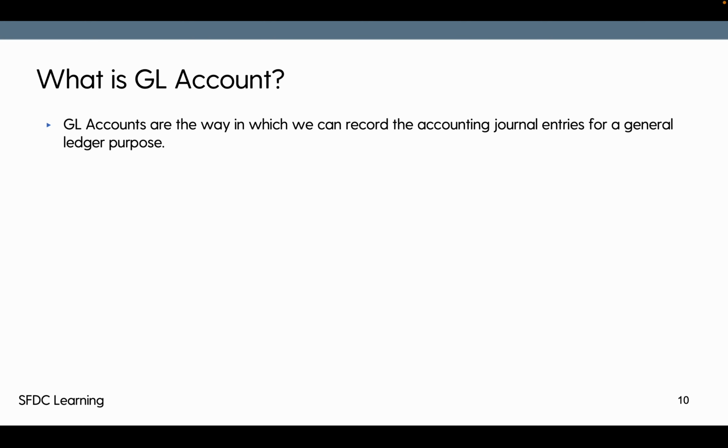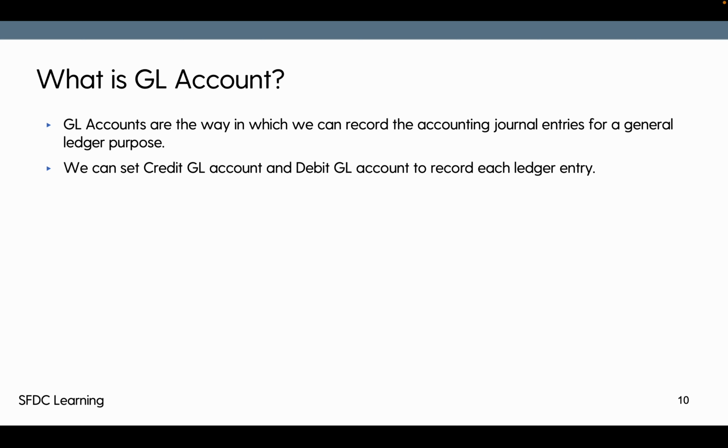Okay. So GL accounts are the way in which we can record the accounting journal entries for a journal ledger. We can set the credit GL account and debit GL account to record each ledger entry, and this will actually come into GL rule when we come to the next session. I guess we'll study a GL rule, and then we can use this GL account.